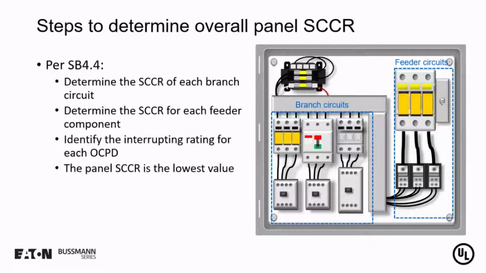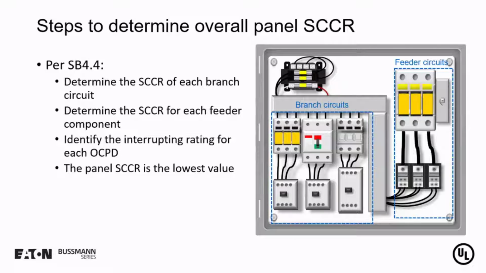The third bullet, identifying the interrupting rating for each overcurrent protective device. That's very important. We see we've got 3 overcurrent protective devices in the branch circuits because we have 3 branch circuits, and then we have an overcurrent protecting device in the feeder circuit. So total for this panel, we have 4 overcurrent protective devices.